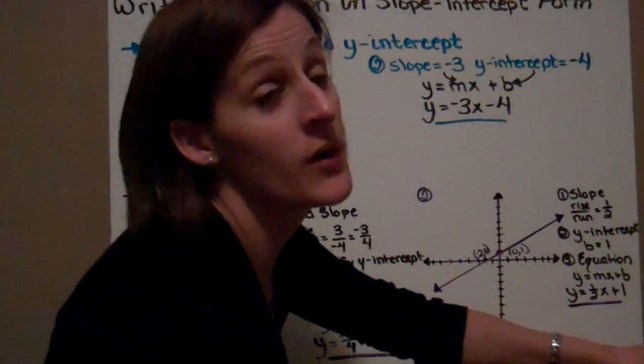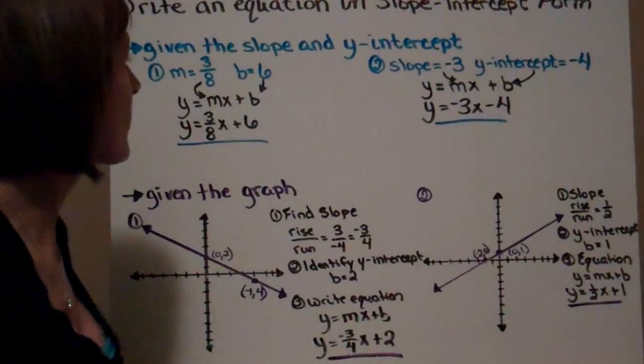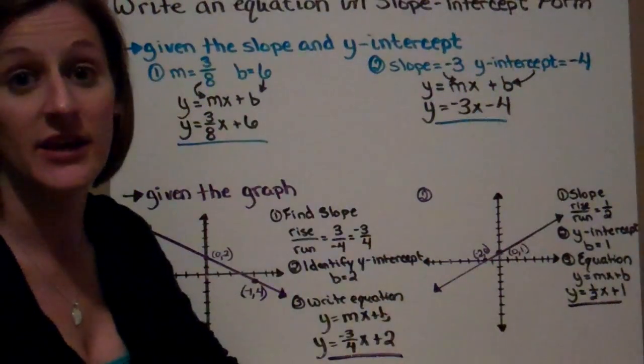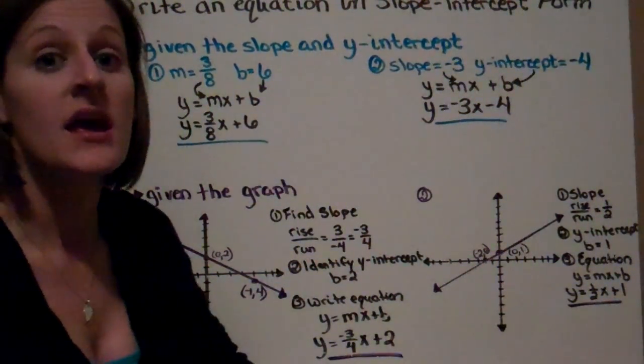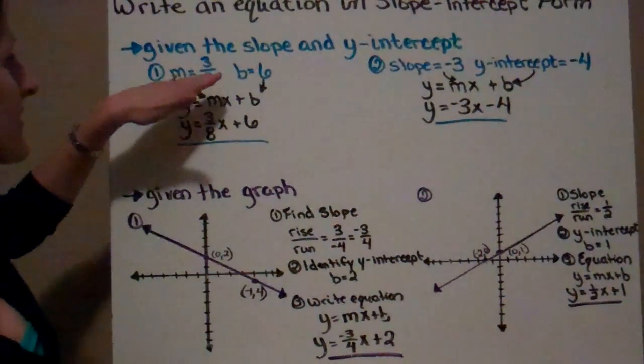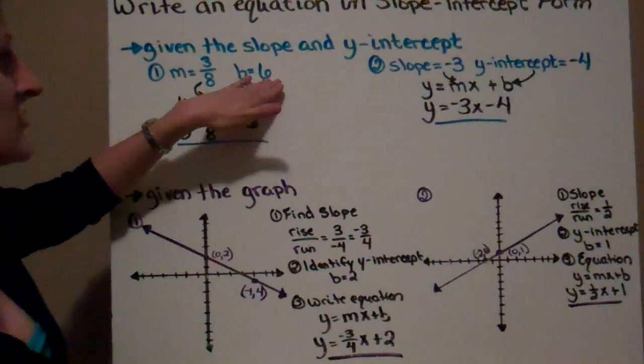Alright, now we're writing equations in slope-intercept form. If I'm given the slope and the y-intercept, I'm going to ask you to write an equation using those two things in slope-intercept form. It's very, very easy. So this first one, I've got a slope of 3/8 and a y-intercept of 6.